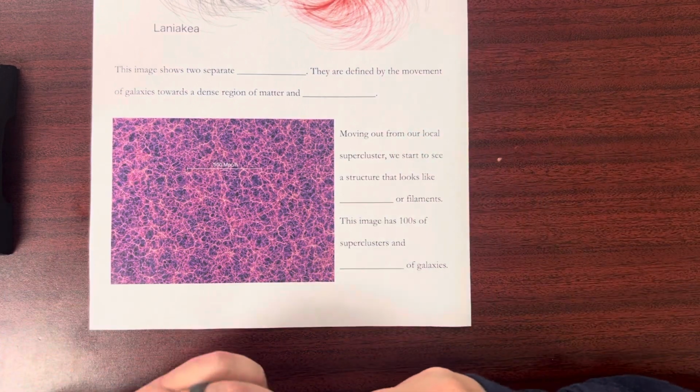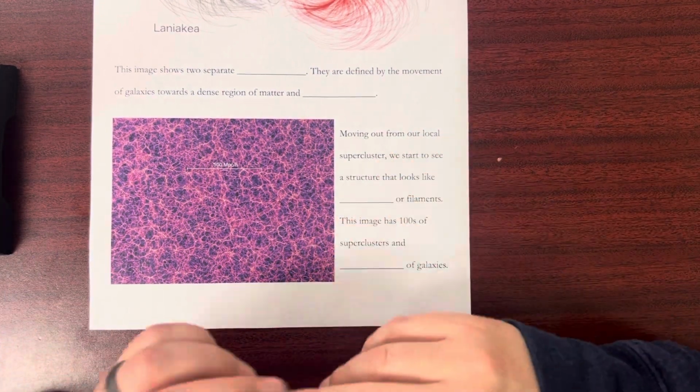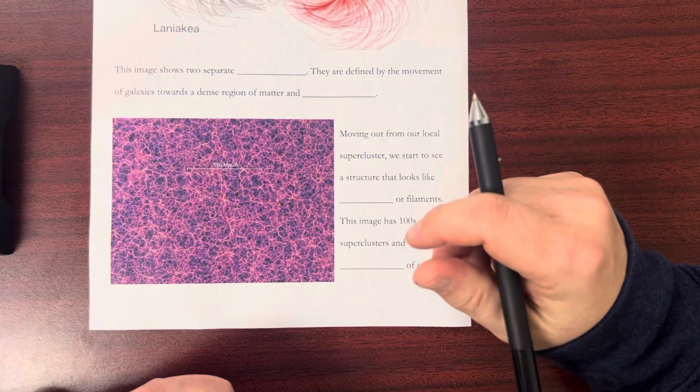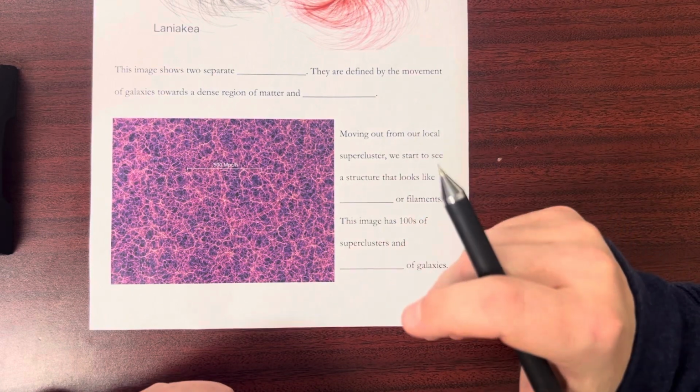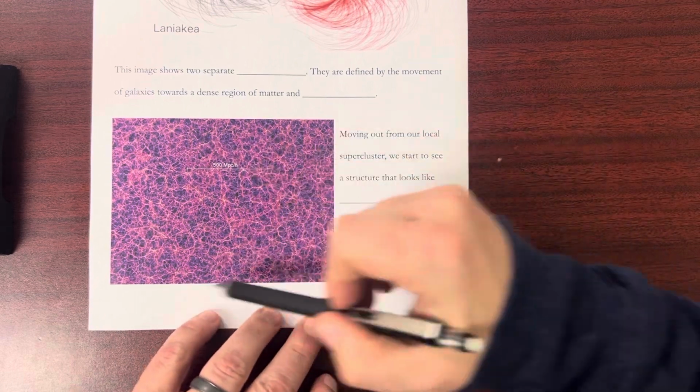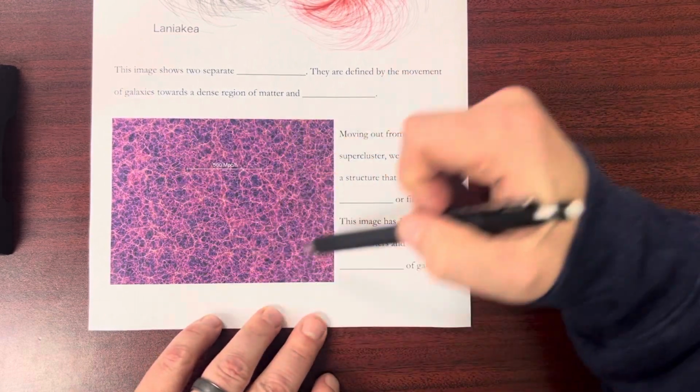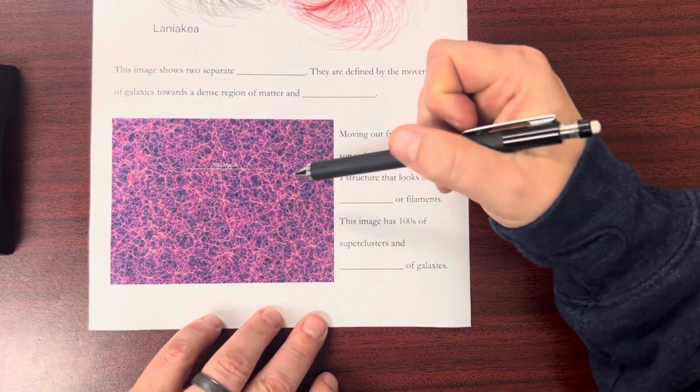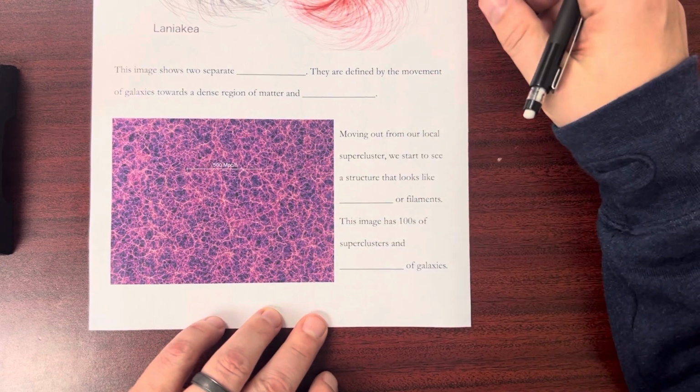I hope this gives you some kind of an idea of how large our universe is when we start talking about millions and billions of galaxies. And also this webbing, this pattern, matches something we've talked about in the past, the CMB, cosmic microwave background.